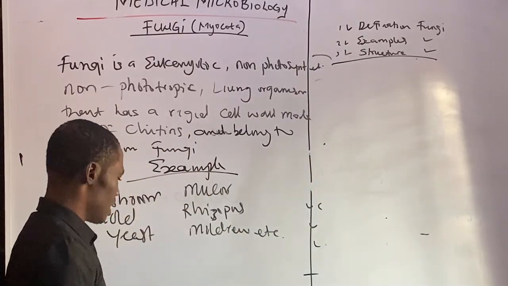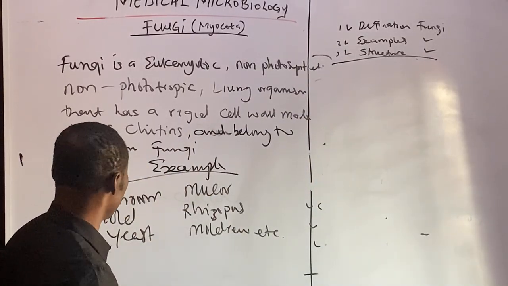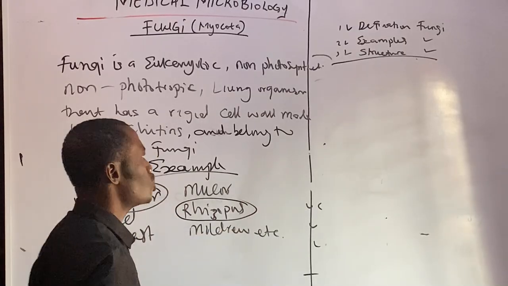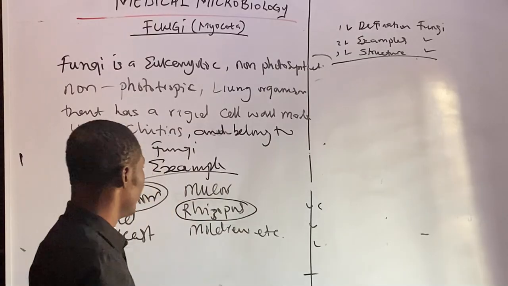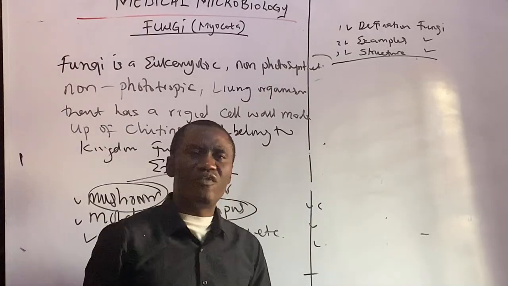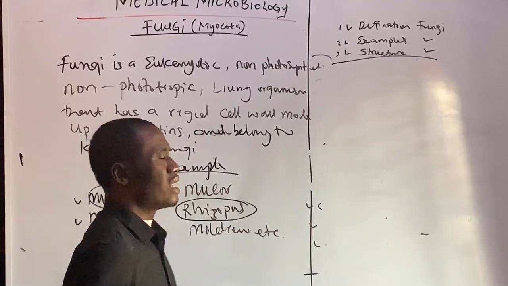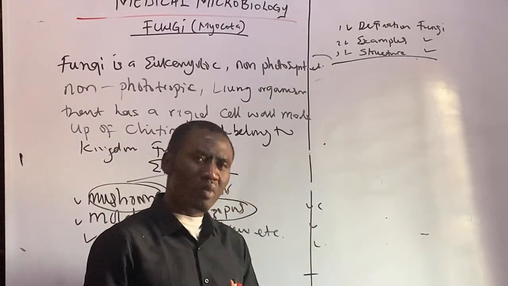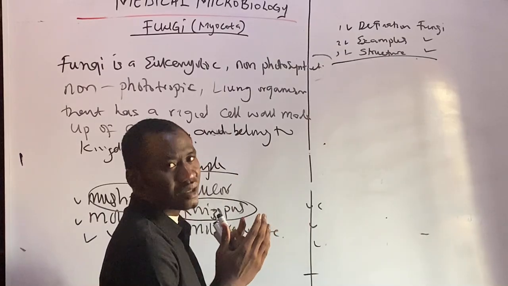Now, we're going to pick just 2 examples. We'll pick this, and then we'll pick this. We're going to draw a diagram of the rhizopus and the diagram of the mushroom. You should be able to draw the diagram of the rhizopus and mushroom without looking at your textbook. So let's look at how to draw it.